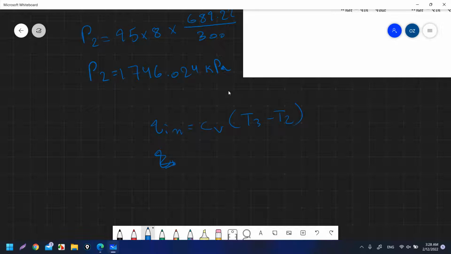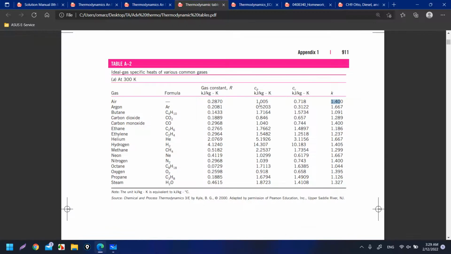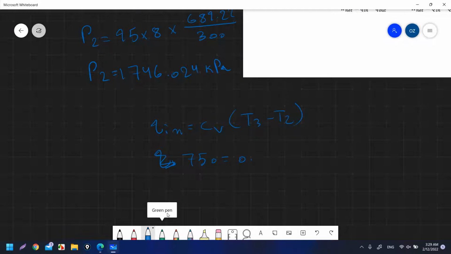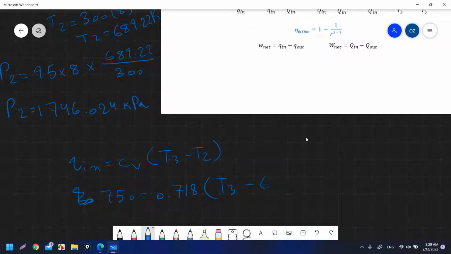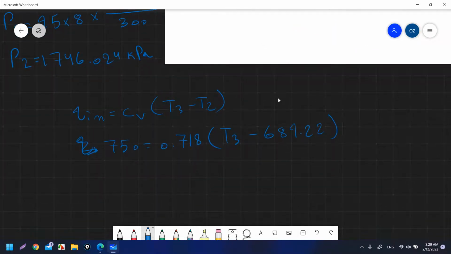Qin is 750. cv from table A2a is 0.718. Okay, I want to find T3. T2 I already got here, 689.22. So T3 is equal to 1733.79 Kelvin.